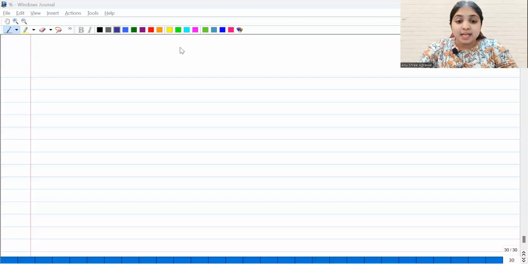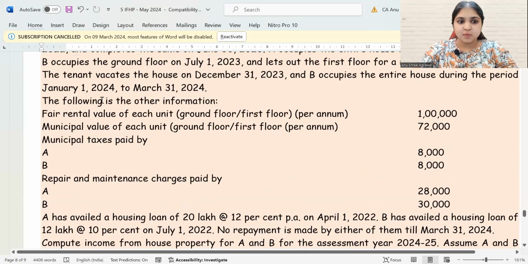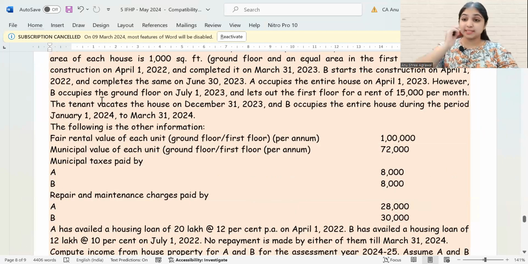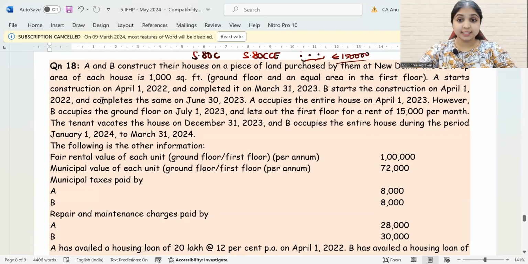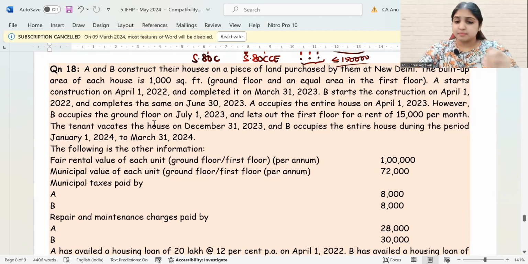So we'll start off with question number 18 straight away. All right. Question number 18 is that big question I was telling you. It is a very important question. This is that question under IFHP, which you have to work out the day before the examination. Okay. It's extremely important.